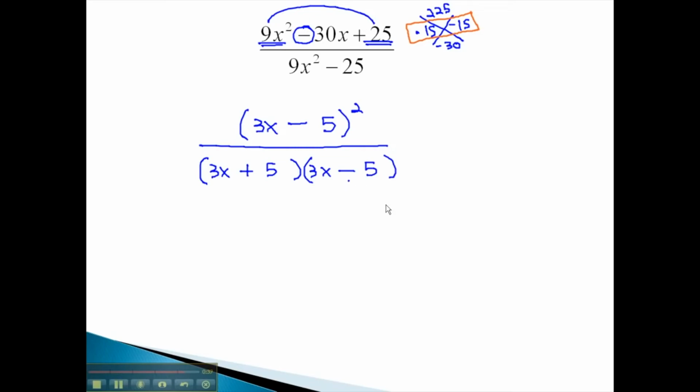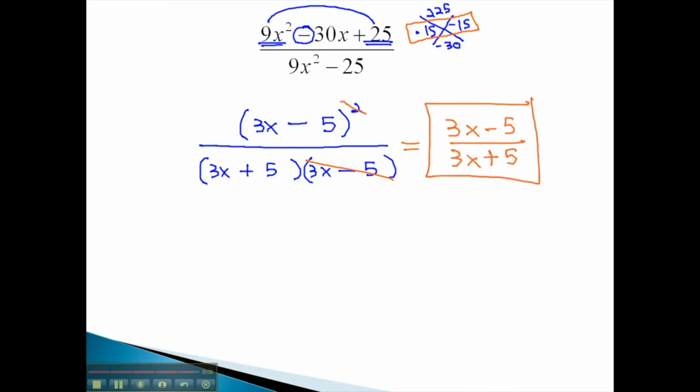We have a common factor in the denominator and the numerator of 3x minus 5. As we reduce it out of the denominator, we also notice there were 2 to begin with, and now 1 left over in the numerator. We leave 1 behind in the numerator, 3x minus 5, over our denominator, 3x plus 5. And now the expression is simplified. We cannot reduce the 3's and 5's as a result of the addition and subtraction. This is completely simplified by factoring.